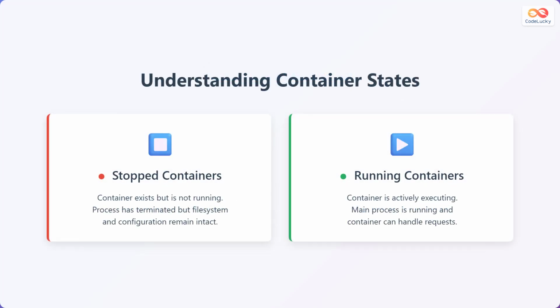It is important to understand the different states a container can be in. On the left, we have stopped containers. A stopped container exists, but it is not currently running. The process inside the container has terminated, but the file system and configurations remain intact. On the right, we have running containers. A running container is actively executing. The main process is running, and the container can handle requests.